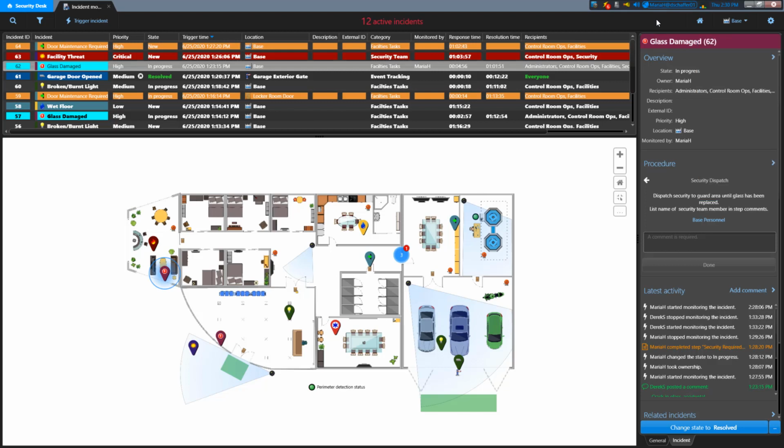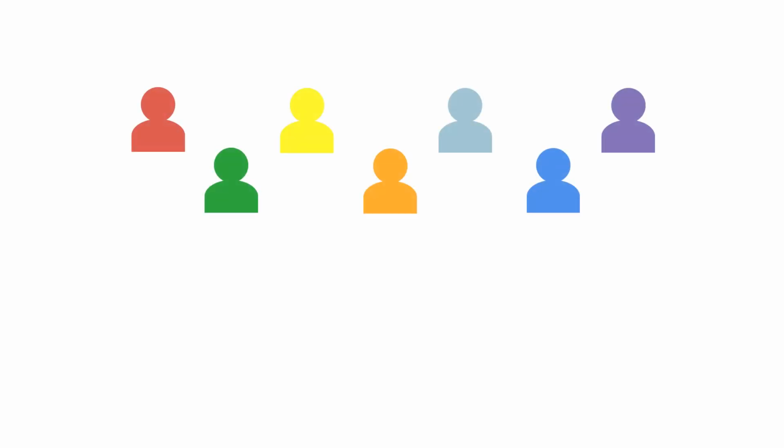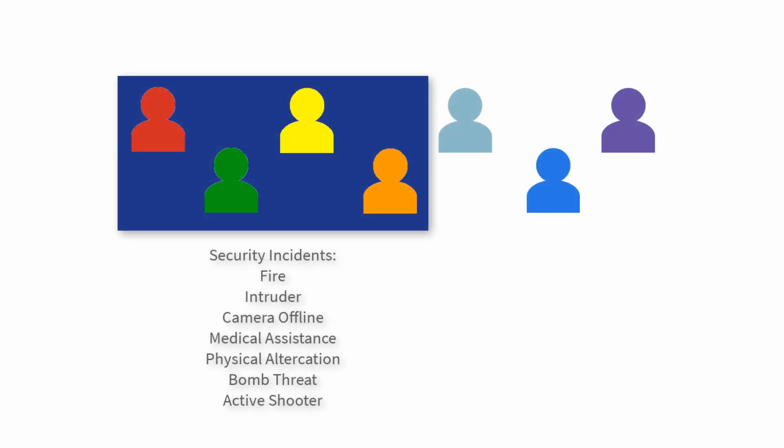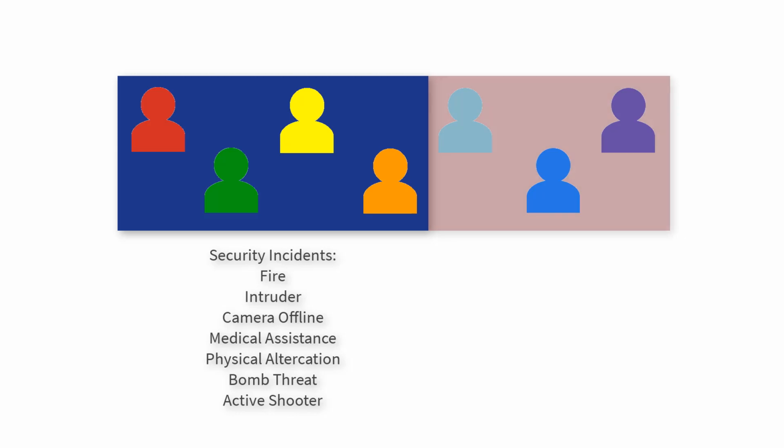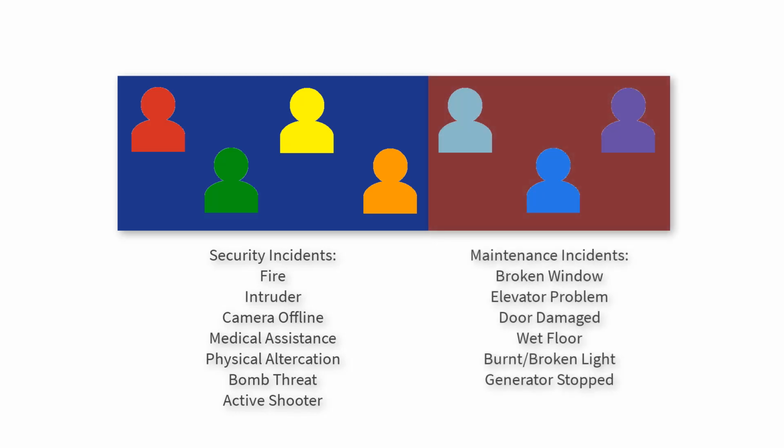When an incident type is being created by the system administrators, they decide which users or user groups should be able to see an incident when it is triggered. For example, in our Operations Center, we could have people that have been trained to respond to security threats on site, and a second group of people who only deal with maintenance and facilities issues, like a broken window or an elevator that is shut down.